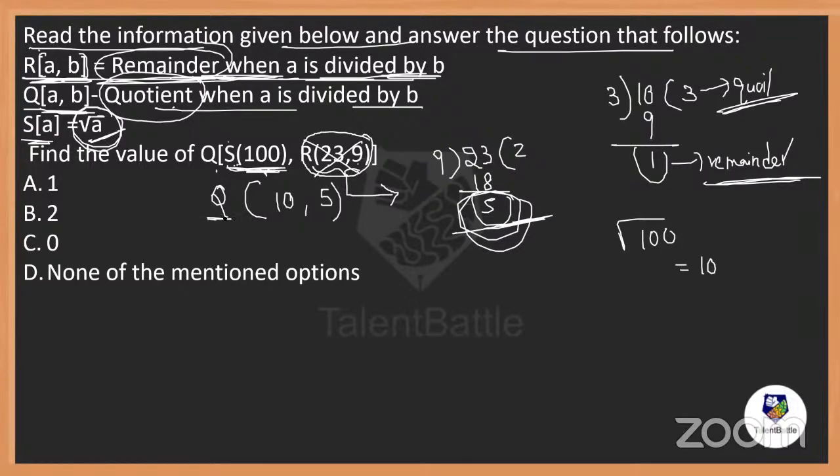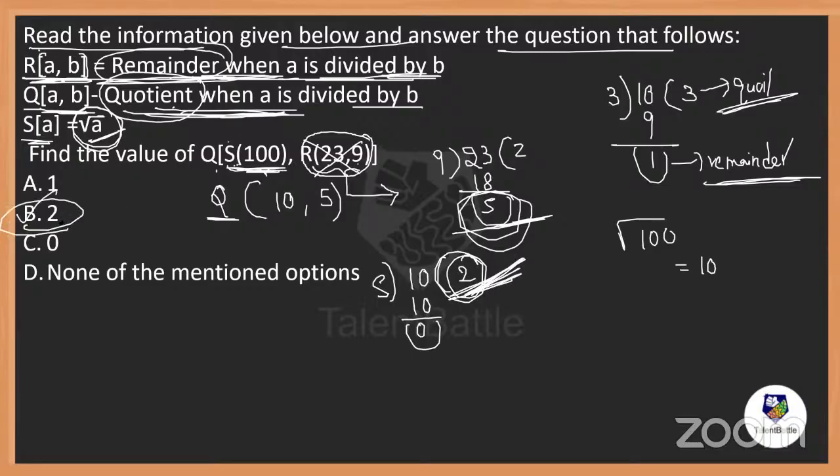So Q is there right now. So Q(10, 5). What is the meaning of Q? We need to take the quotient. Q means quotient. So 10 divided by 5, the quotient will be 2. It is exactly divisible, but the quotient is how much? 2. So what's the answer? Option B, 2.